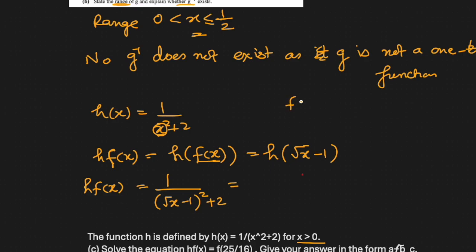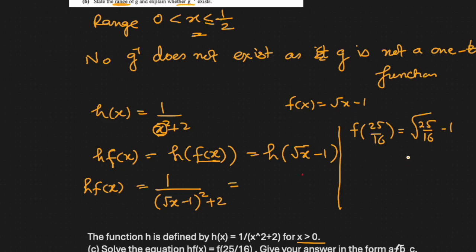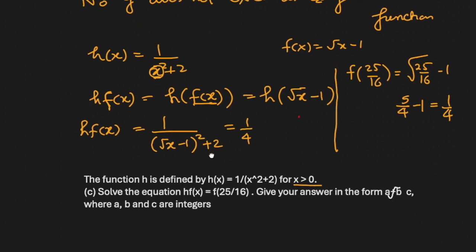So f(x) was square root x minus 1, and f(25/16) will be square root of 25/16 minus 1, which is 5/4 minus 1, which is 1/4. So it is 1/4, and we have to solve it.